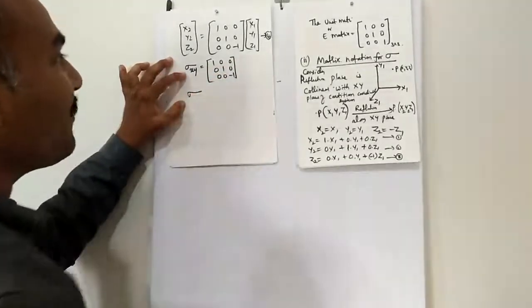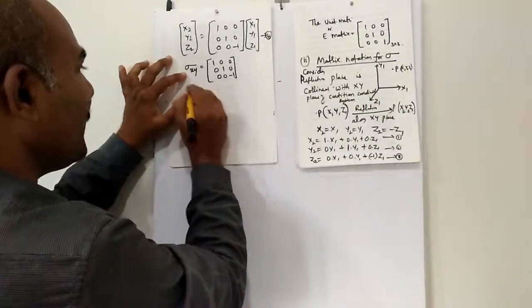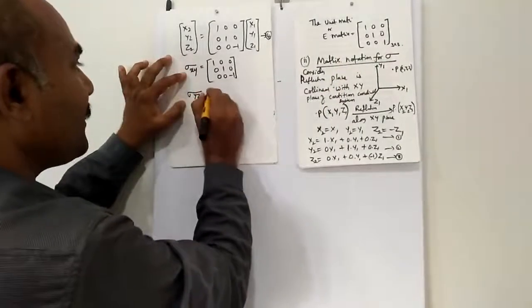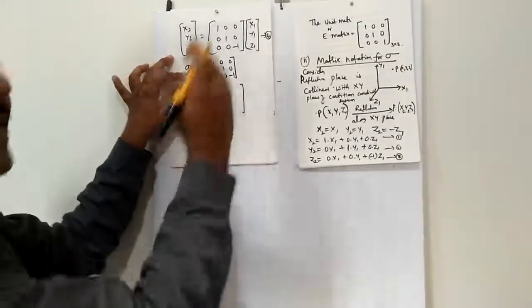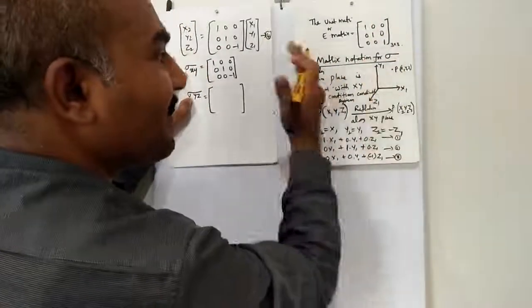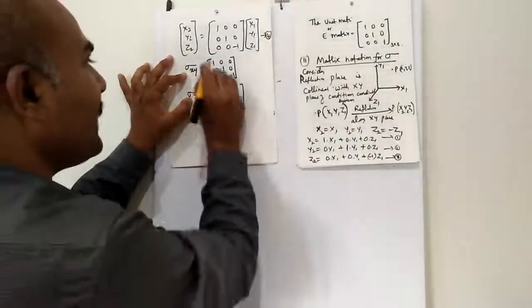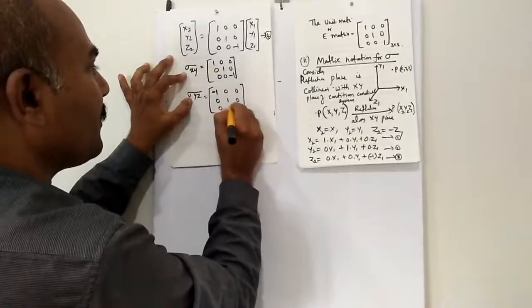Similarly, if you take the reflection plane along the yz, there is a change in the x direction. If you keep the reflection plane on the yz, there is a change in the x coordinate. So that will be minus 1, 0, 0, 0, 1, 0, 0, 0, 1.